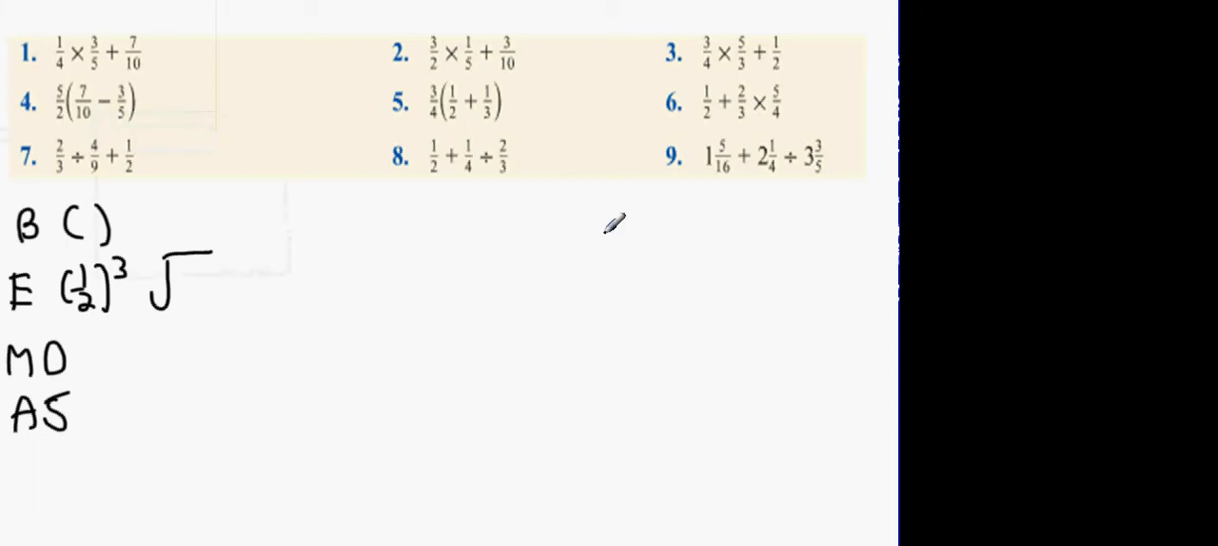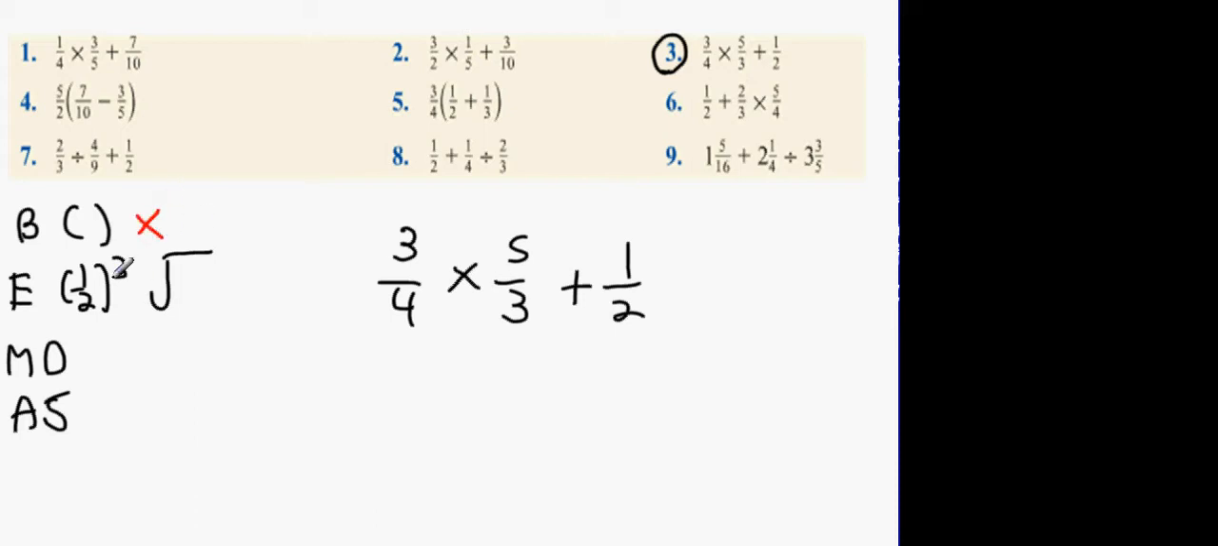Question 3 says 3/4 multiplied by 5/3 plus a half. We have to do PEMDAS to do this. We're going to do a check. Do we have any brackets? No. Do we have any powers or square roots? No. Is there multiplication? Yes.